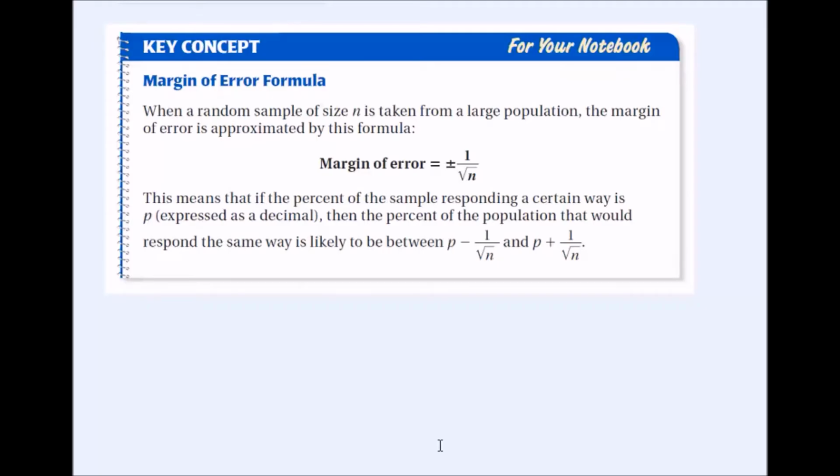In this section, we'll talk about margin of error. Margin of error is used when you take a sample from a population. When a random sample of size n is taken from a population, the margin of error is given by this formula: margin of error is equal to plus or minus 1 over the square root of n, where n is the sample size taken from the population.